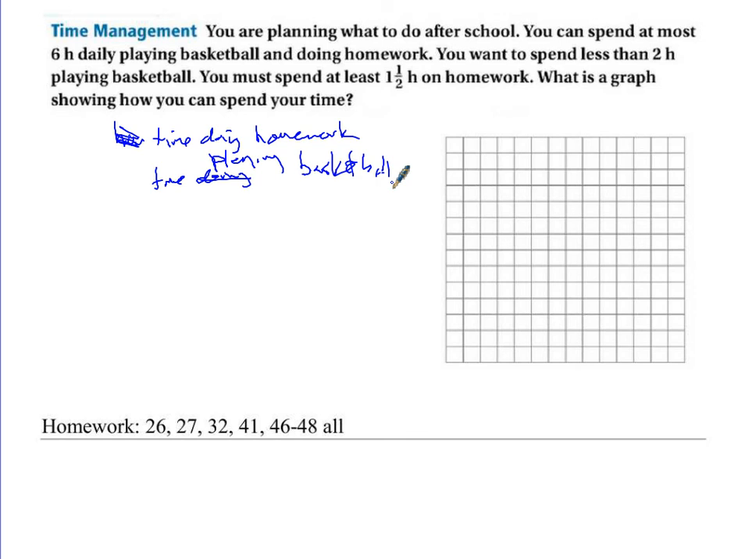Pick a couple letters. X and Y is fine. They're both times, so T doesn't really work there. H and B, you could do that if you wanted to, but there's no reason to make it any more complicated than it already is. X and Y is perfectly fine.